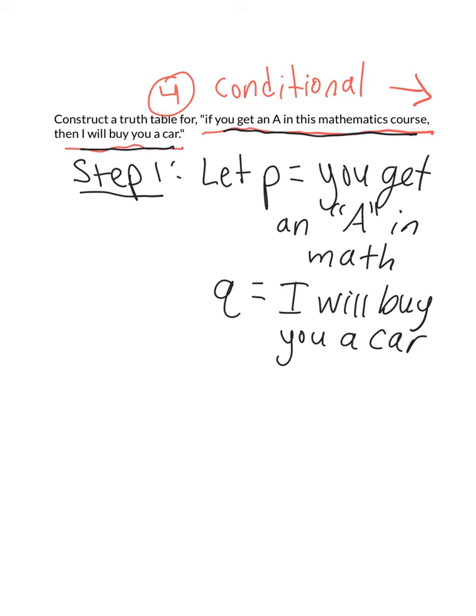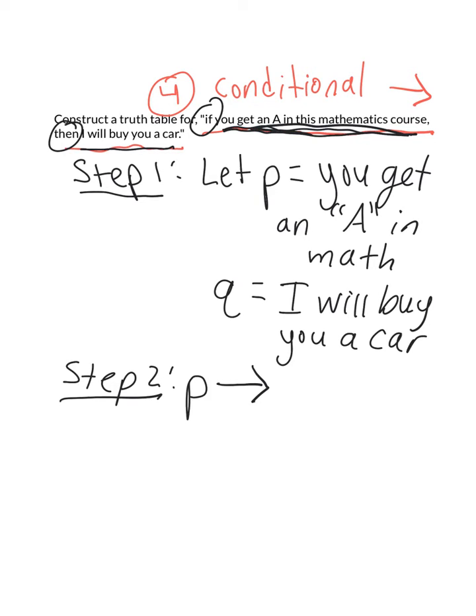Now that we've assigned letters to represent all the ideas in the sentence we're analyzing, step 2, we go through the sentence again and bring in the symbols with the letters. I see the words if, then, which means I need the conditional arrow pointing to the right. In the if portion, you get an A in this math course, which was letter P. So P goes on the left side of the arrow. In the then portion, I will buy you a car, was the letter Q. So if P, then Q is what we're going to make the truth table be about.